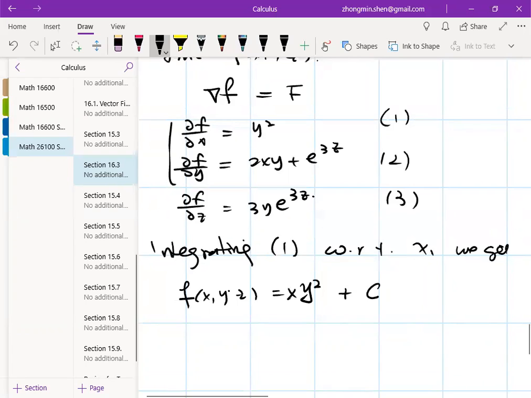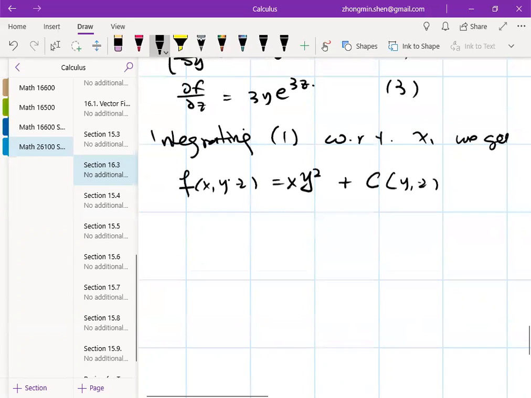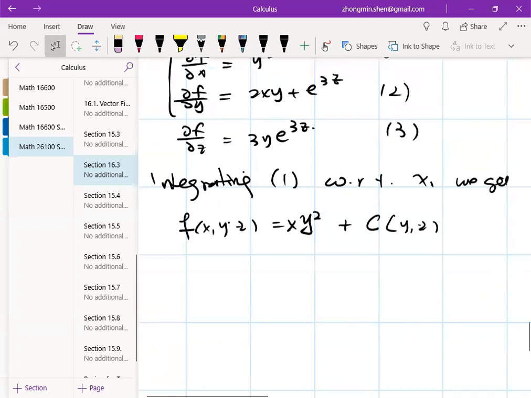Okay. That constant c depends on y and z, because we fix the y and z to integrate that equation. So if the function is in this form, it definitely satisfies the first equation. So you do it step by step, right? Then you plug it into the second equation, then into 2 and 3. Let's try this.